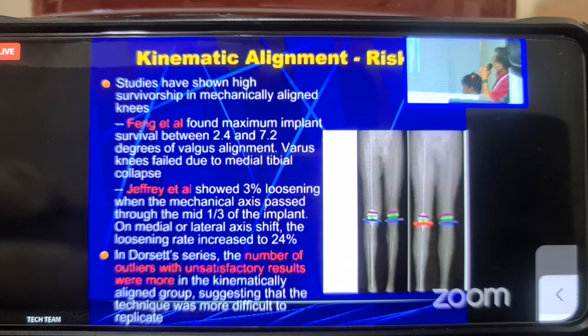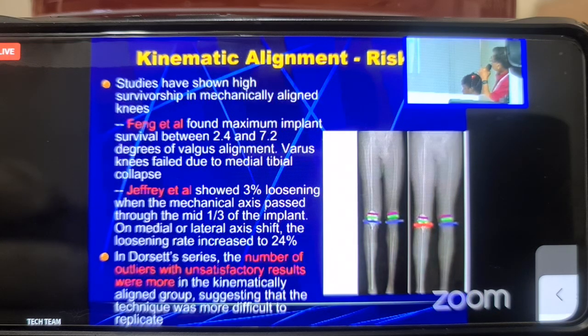Now, studies have shown survivorship in mechanical alignment knees have found that implant survival is best with a little bit of valgus. Varus knees fail due to collapse. Jeffrey showed 3% loosening when the mechanical axis passed, when mechanical alignment is off by more than 3%. If it is malaligned, there's a 24% of failure. And in Dorset series, the number of outliers with unsatisfactory results were more in the kinematically aligned group.